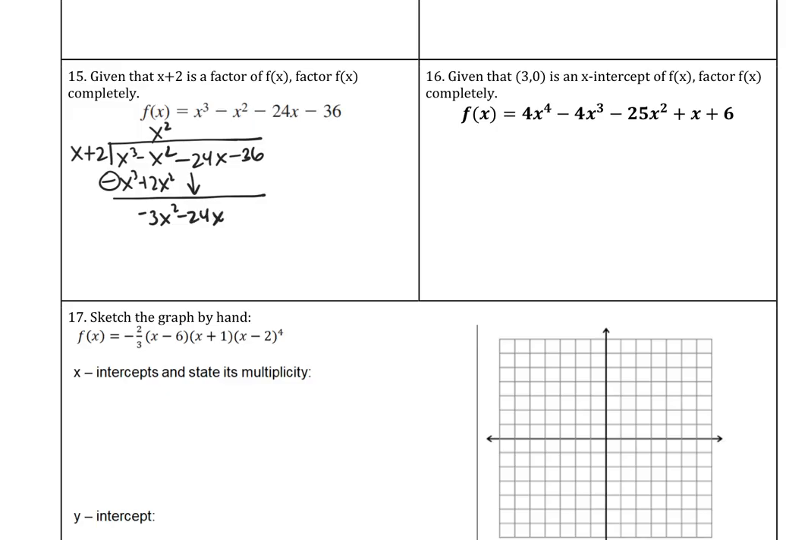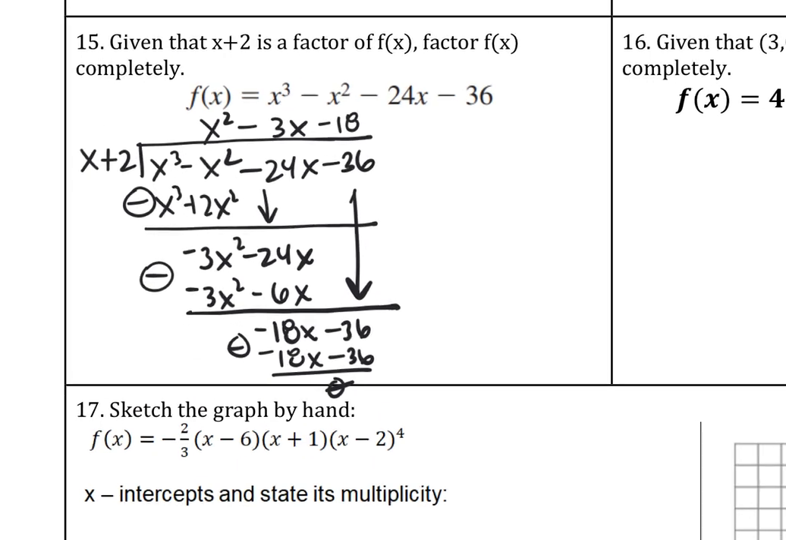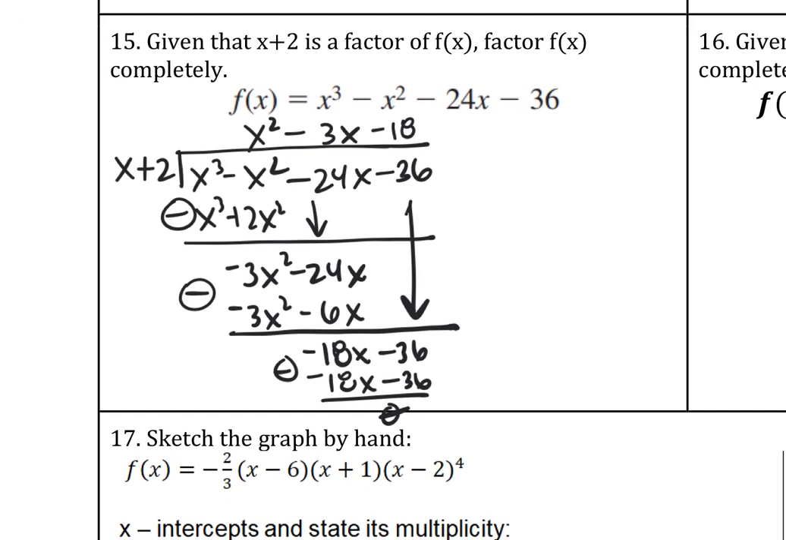To make a match, we'll multiply by -3x, -3x squared minus 6x. Be careful of your double negative right there. -24 minus -6 is a -18x. And drop down that -36. We'll be multiplying by -18 and get -18x minus 36, which is what we want, and 0. Remember, if you don't get 0, something is wrong. We should check our answers.